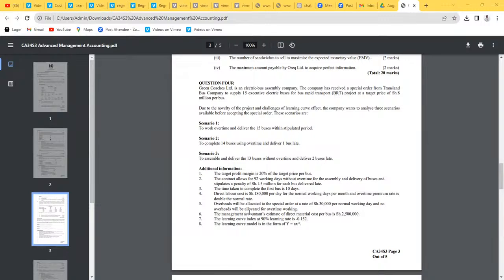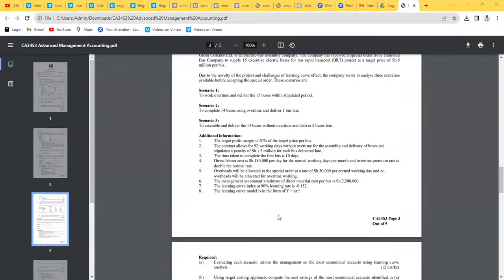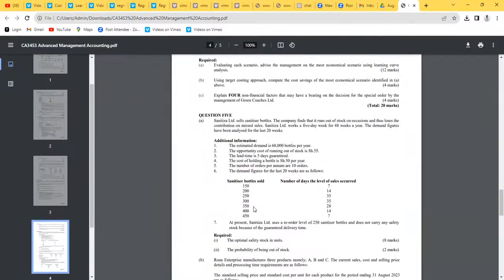The learning curve model is in the form of y equals a x raised to power b. If it is raised to power b, then x should be the cumulative, and y should be the average. Required: evaluate each scenario and advise the management on the most economical scenario using learning curve analysis. Using the target costing approach, compute the cost saving of the most economical scenario identified in A above.